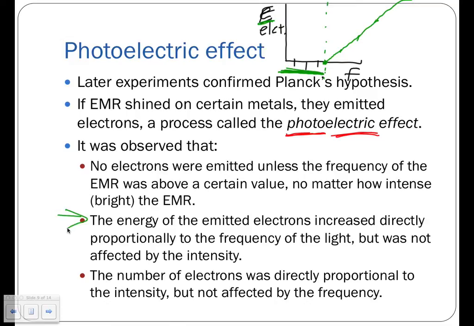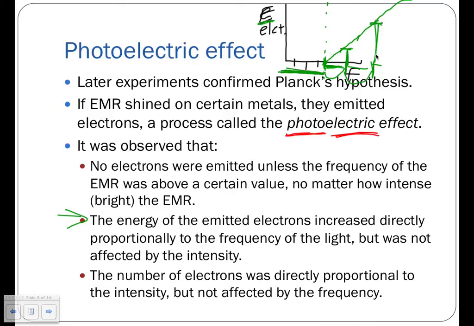That's our second piece right here, the second observation. The energy of the emitted electrons increased directly proportionally to the frequency. So if I go this distance versus this frequency, so I go from this frequency to this frequency right here, you can sort of see it's linear. We get a doubling of the energy of those electrons. So they're proportional to each other.